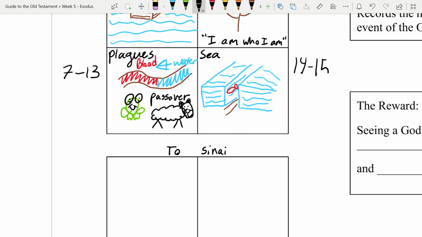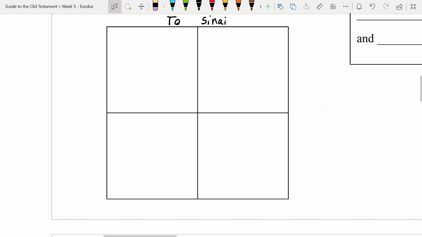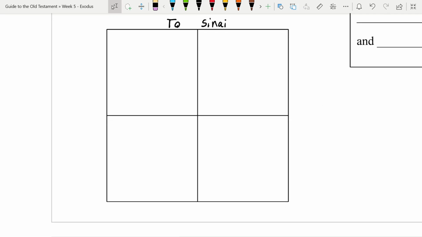And chapter 15 is actually a poem that reflects on this story of the Red Sea that ends up being very foundational for how Israel thinks about their God Yahweh and how he shows up to save them. So it's quoted in a lot of Psalms and different places in the Old Testament, that poem in chapter 15. But now we come to the second portion of our book, beginning in chapter 16, to Sinai.